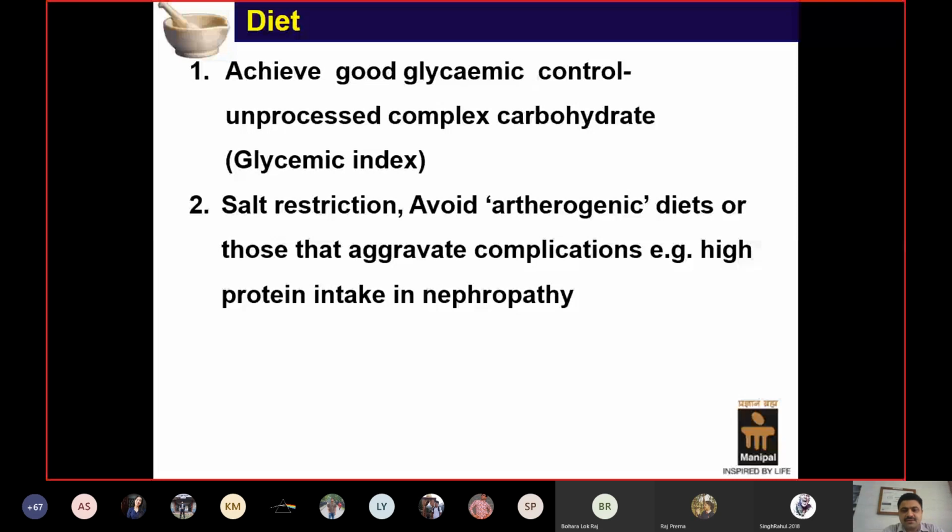If the patient is nephropathic, if the kidney is damaged, then we have to decrease the protein. If not working, okay, the protein can be continued.